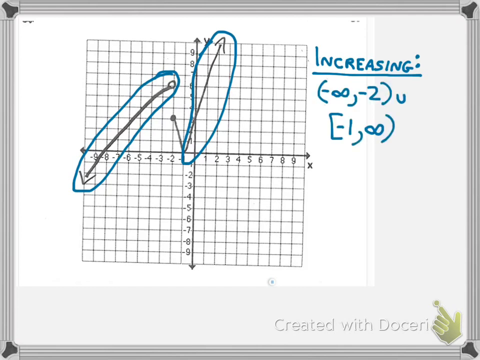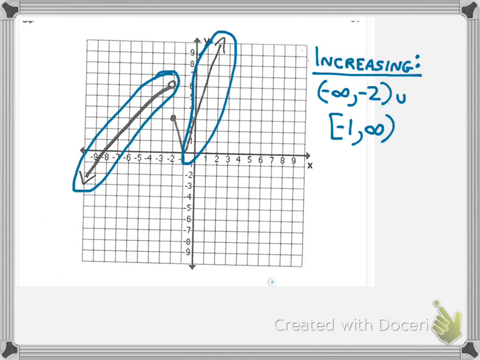Notice that we use the open bracket at x equals -2 because of the open circle there in the graph, and also notice that we use the closed bracket at -1 because of the closed circle in the graph and the fact that that point is included.